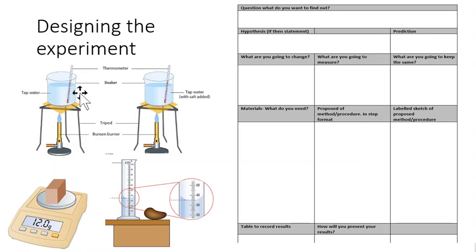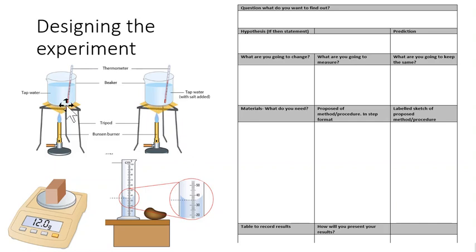In one beaker, we're going to have the same volume of water with no salt. In the other beaker, we're going to have the same volume of water, but with 50 grams of salt. So that's something that we're going to change. What are you going to measure? So we're going to measure the temperature at which the water boils. That's the measurement.